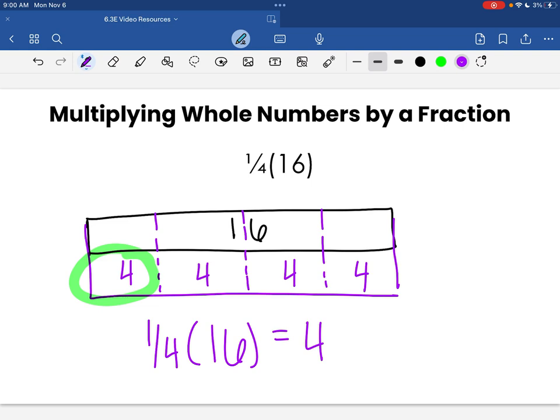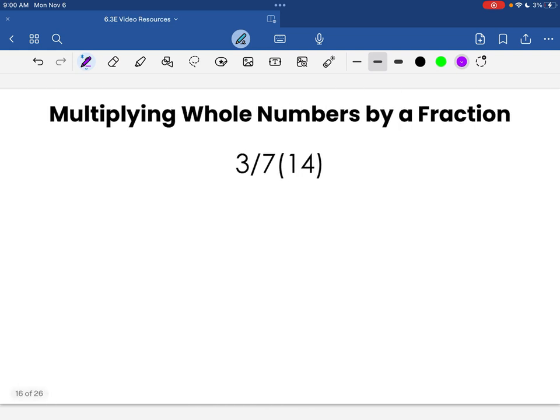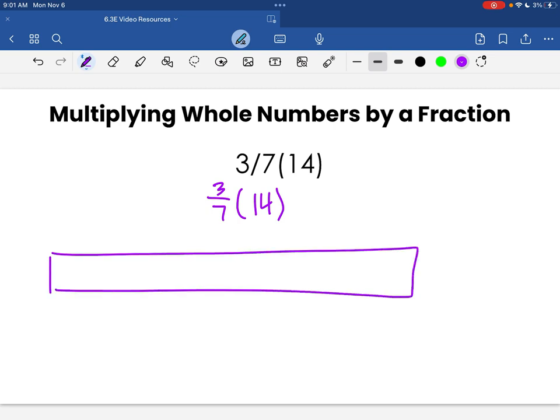Okay, let's look at another one. Now I have 3/7 of 14. And now this one's a little different because notice the fraction in the front does not have a numerator of 1 now. So I'm still going to represent my whole, which is the 14, with a big strip diagram like this. But I only want 3/7 of it. So I need to break this strip diagram into 7 pieces.